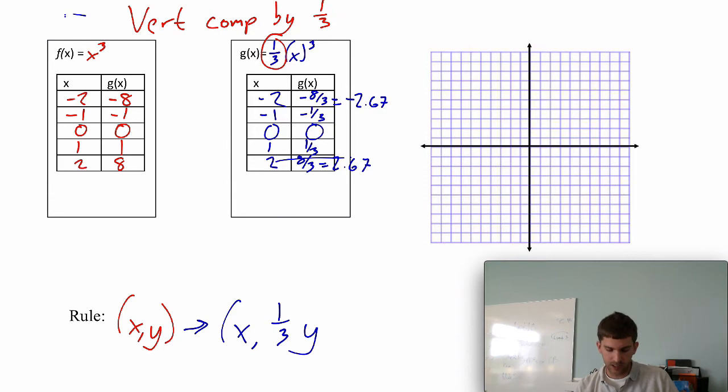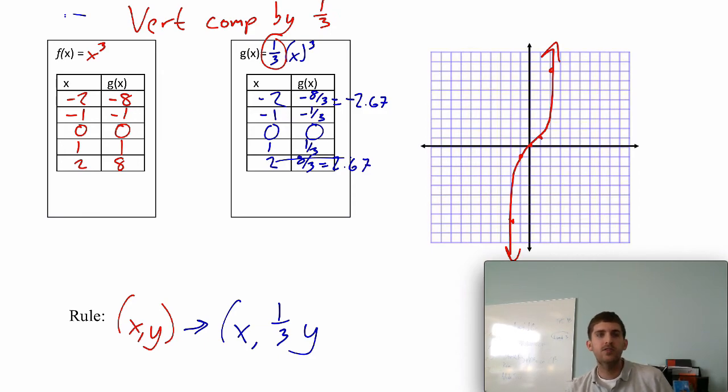So -2, -8, so we'll go 2 to the left, 8 down. Let's see, 1, 2, 3, 4, 5, 6, 7. Okay, that's right here. -1, -1, 0, 0, 1, 1, and 2, 8. And we'll draw this S curve going through here, just like we're driving through downtown Grand Rapids, going through an S curve. That wasn't funny.